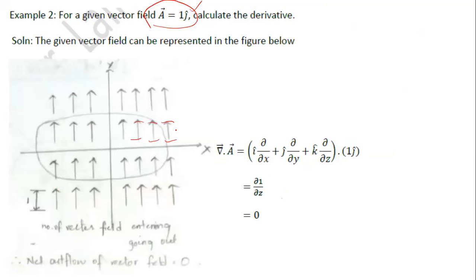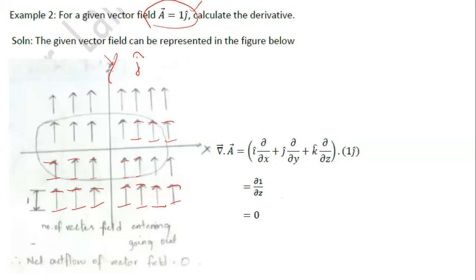So if you plot in this xy space, this is what you're going to have. The magnitude is 1 everywhere in this space. And the vectors are all pointing along the y-axis, the j cap direction.